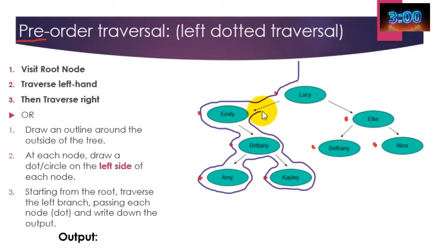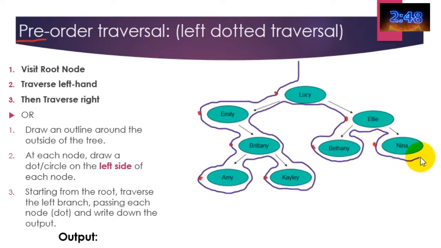So I'm just going to go all the way around here, and I've passed through that circle, I've passed through this circle, I'm just going to go all the way around here, I've passed through that circle there, all the way around, and then back to the top. Now when it comes to output order, I need to see what order did I visit these people. Well, first I started here and I went to the left and I visited Lucy, so put Lucy in there.